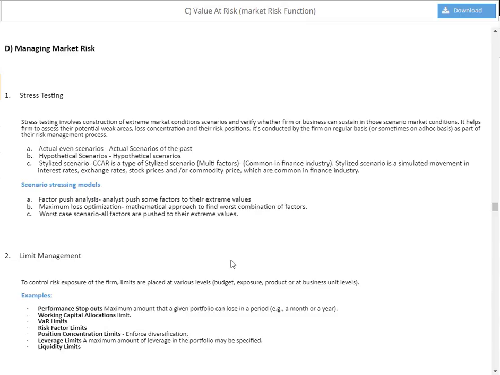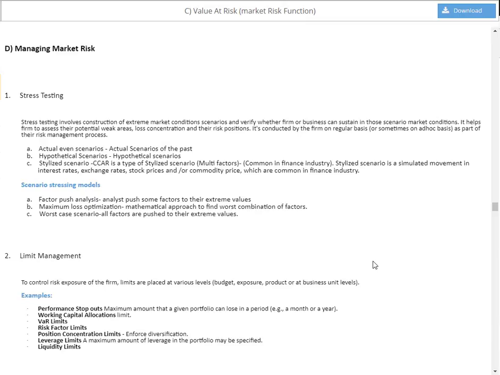The other area is limit management. To control risk exposure of the firm, limits are placed at various levels like budgets, exposure, products, or business unit levels. A few examples are performance stop-outs, the maximum amount that a portfolio can lose in a period, so limits are placed on that.